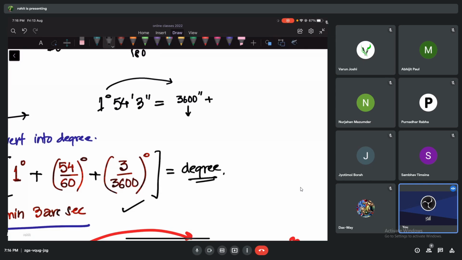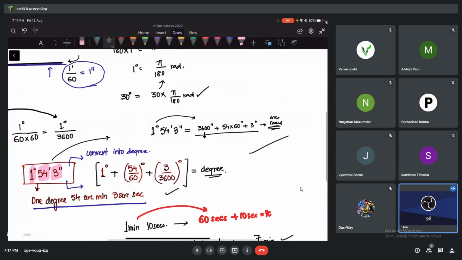Plus, how do I convert the 54 minutes? 54 minutes times 60 becomes seconds. Plus I already have 3 seconds. So now if I add these 3 of them, I'll get the answer in seconds. I'm getting the answer in arc seconds as the measurement of an angle. I think this part is clear, right? So I think we can proceed.